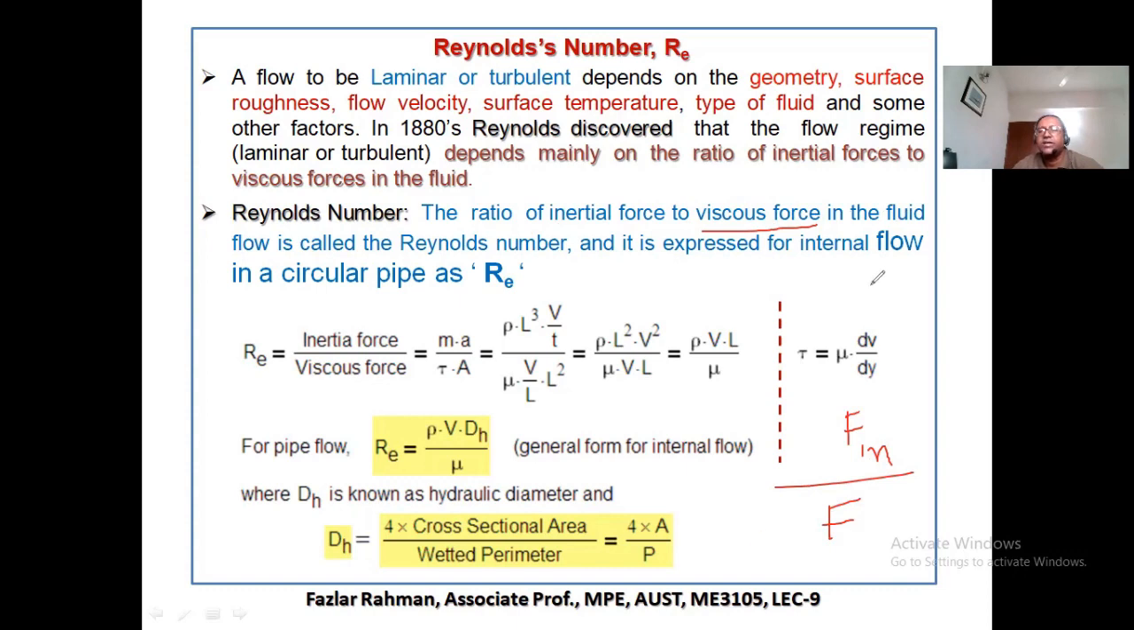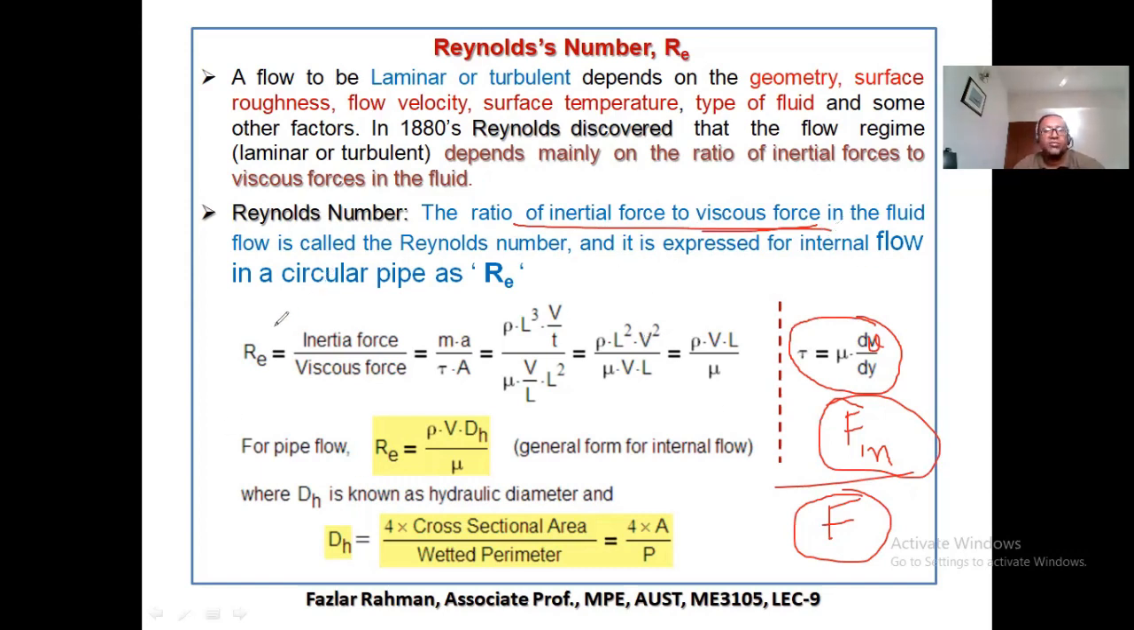You remember Newton's law of viscosity, tau equals mu dv by dy, or du by dy, right? Tau is the shear stress. You multiply by area, what do you get? You get the frictional force at the bottom. And what is the inertia force? Inertia force is equal to mass times acceleration, F equals ma. So what is the Reynolds number? It is the ratio of inertia force to the viscous force of a fluid flow.